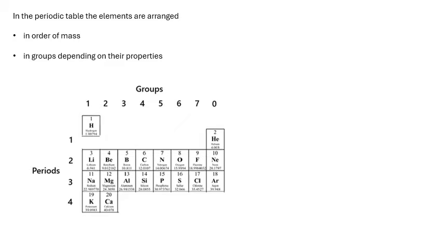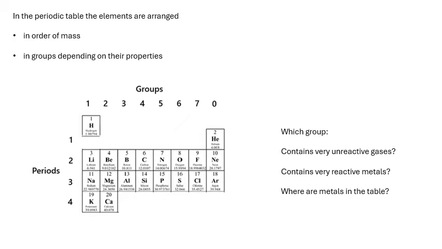And then going down, we have period 1, which is just hydrogen and helium, and then period 2, period 3, period 4, etc. So groups and periods, and that all is to do with their properties. It's why they're called a periodic table, because periodically, the same properties keep on turning up.